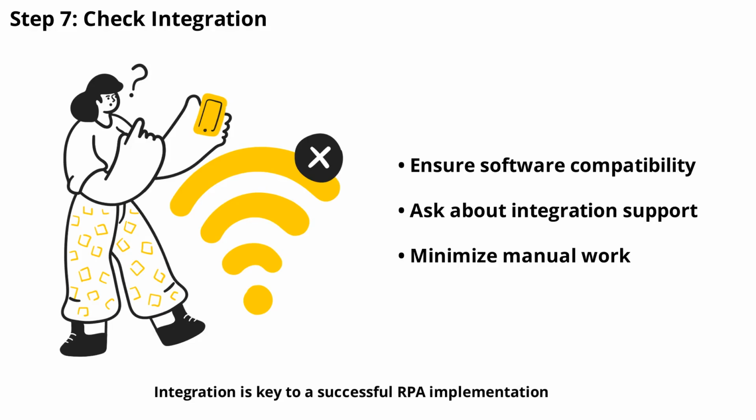Integration is key to a successful RPA implementation. Make sure the solution you choose can connect seamlessly with your existing software, such as accounting, CRM, or HR systems. Ask vendors about supported integrations and any additional costs involved. Smooth integration ensures that your automated processes run efficiently and data flows accurately between systems, minimizing manual intervention.